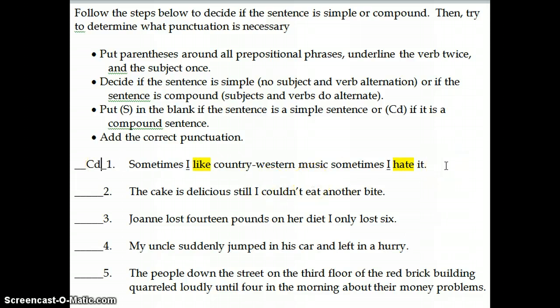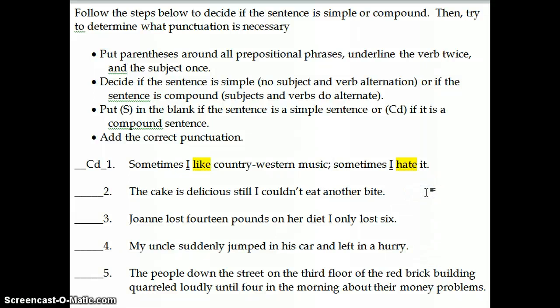So our last step then is to add the correct punctuation. In this case, we don't have any coordinating conjunctions or any conjunctive adverbs. We don't have any words that are joining the two clauses together. So I'm going to use a simple semicolon all by itself to punctuate the sentence. Let's look at our next example.